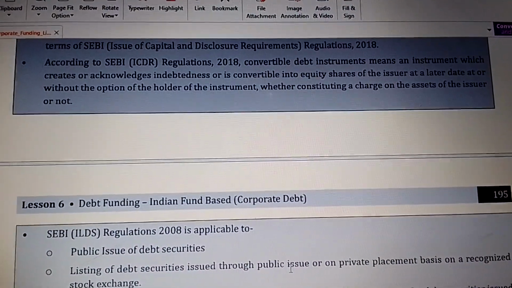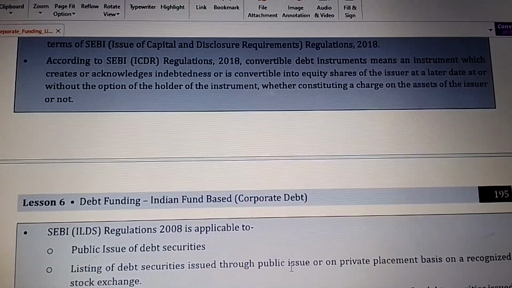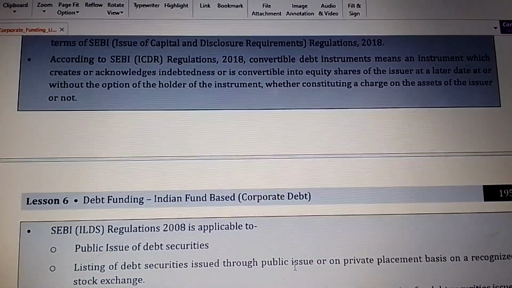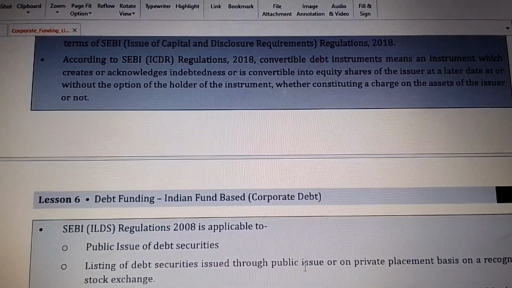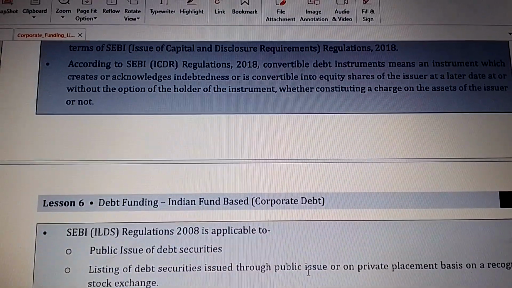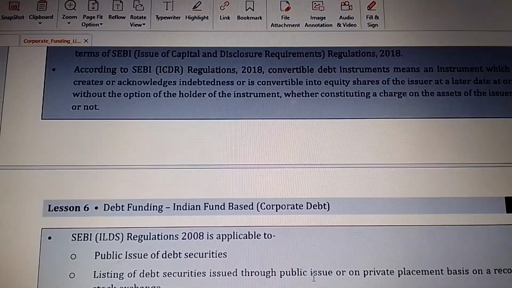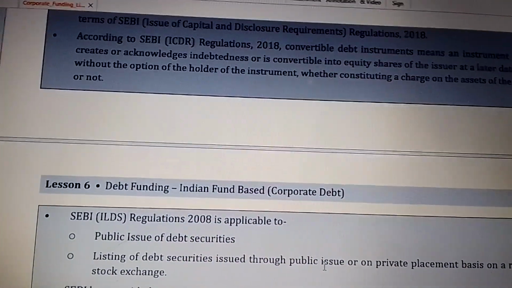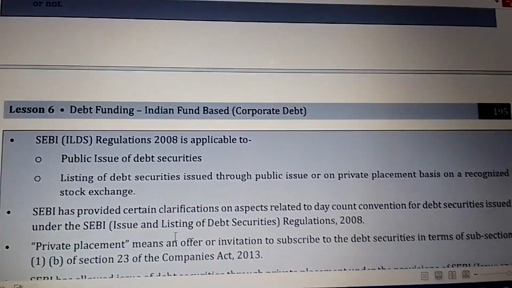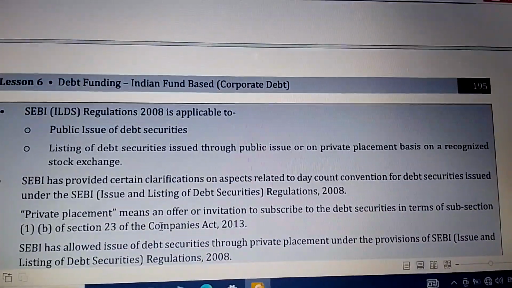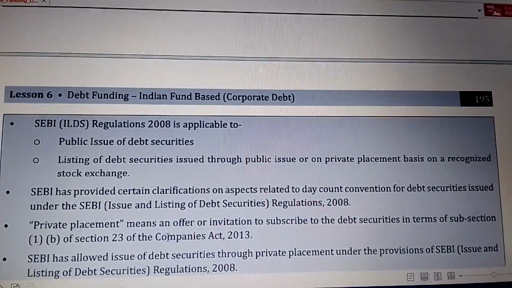According to the SEBI ICDR Regulations 2018, a convertible debt instrument means an instrument which creates or acknowledges indebtedness or is convertible into equity shares of the issuer at a later date, with or without the option of the holder of the instrument, whether constituting a charge on the assets of the issuer or not. SEBI ILDS Regulations 2008 is applicable to public issue of debt securities and listing of debt securities issued to the public or on a private placement basis on recognized stock exchanges.